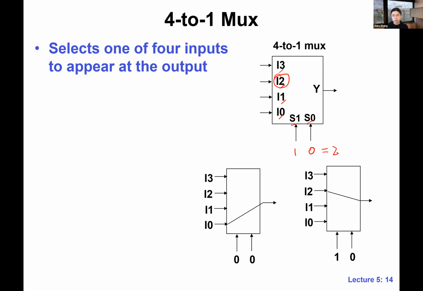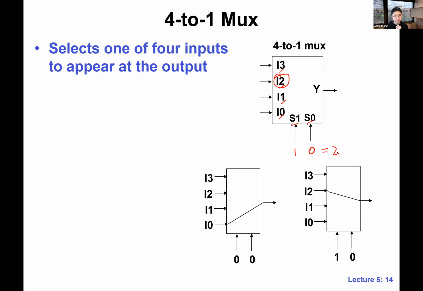Very good question. Can we have an odd number of inputs? Yes, we can have 3-to-1. There we still need 2 bits. But then what happens to the unused combination, since we can encode 4 combinations? That's basically a don't care; we can treat it as a don't care.